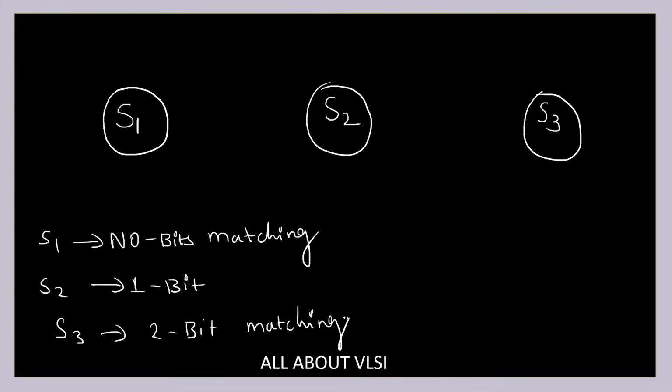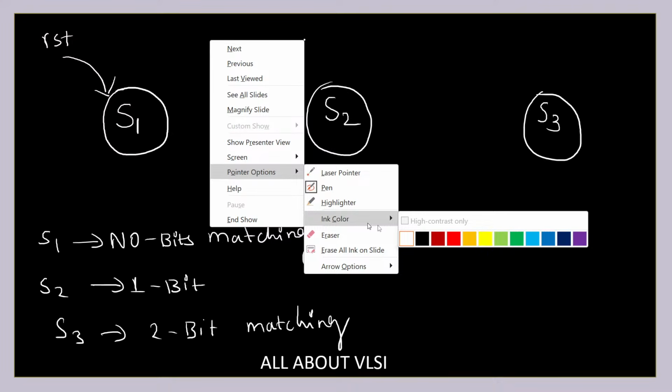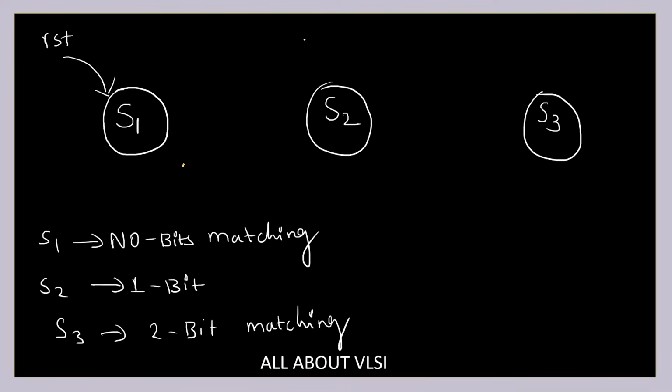The state encoding and all we have discussed previously, so I'm not going to touch it. Let's say if I apply reset, I go to the state known as S1. S1 is a state where no bit is matching, and initially I will be in this particular state. Now, in the S1 state, I have two possibilities: one is if my input is equal to 1 and another is input equal to 0.